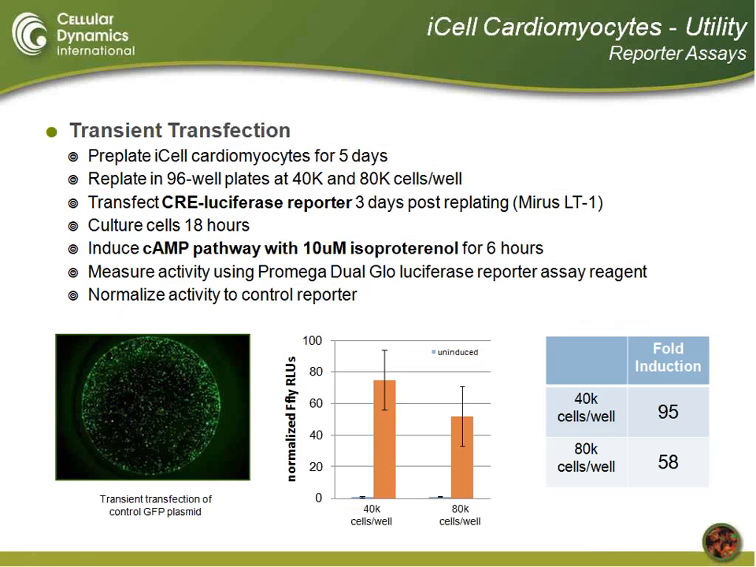These cells were then cultured for 18 hours and induced using isoproterenol to stimulate the cyclic AMP pathway and measured out. And what you can see from here is a very nice large fold induction, but also that the iCell cardiomyocytes can be transfected with different reporter assays, with different plasmids to really start to investigate your discovery targets. This opens up a wide variety of applications that you can use these cells for.